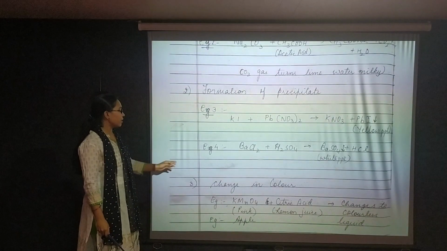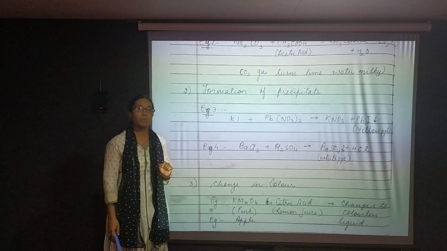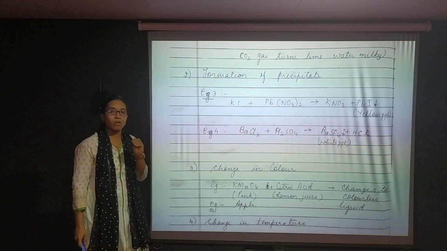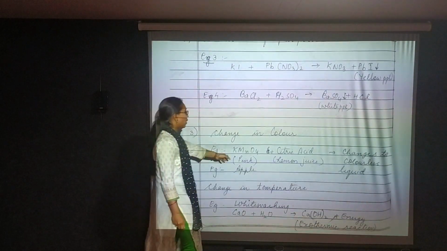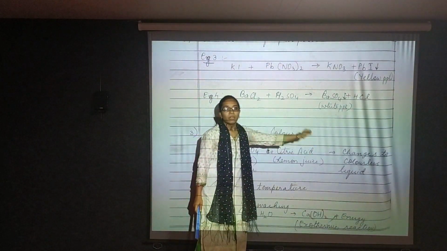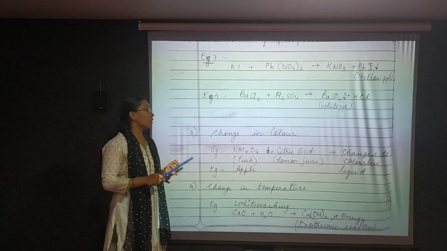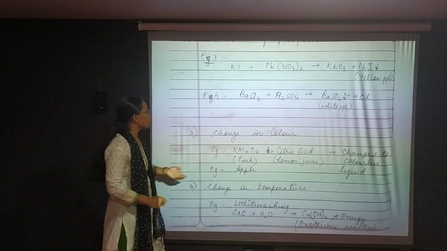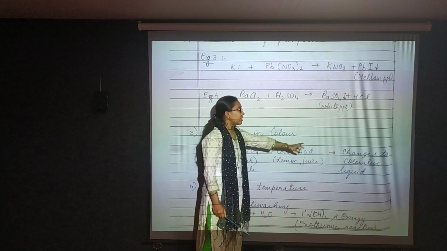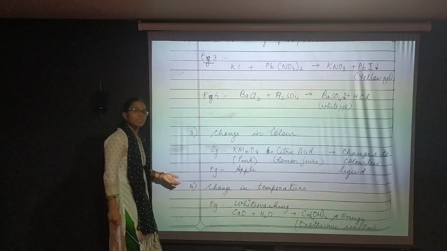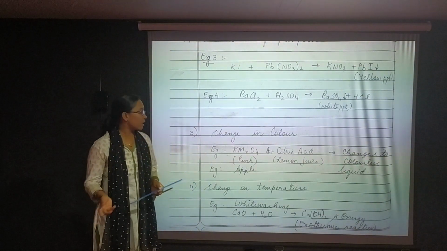Next is change in color. KMnO4 is potassium permanganate. When it is dissolved in water, it will form a pink or violet colored solution. And when you add citric acid, now where can you get citric acid? Citric acid is present in lime juice, lemon juice. It is also present in oranges. So when you combine potassium permanganate with citric acid, the color of the liquid will change. That means the pink, violet color of potassium permanganate will change into colorless.